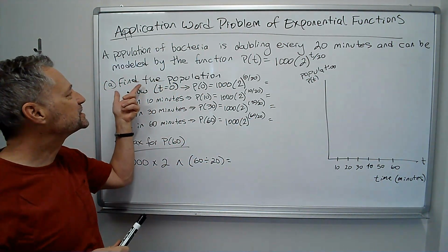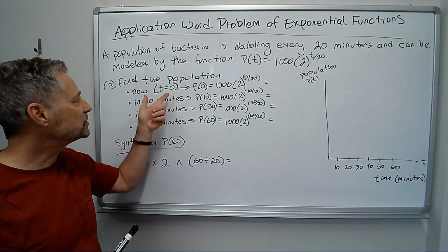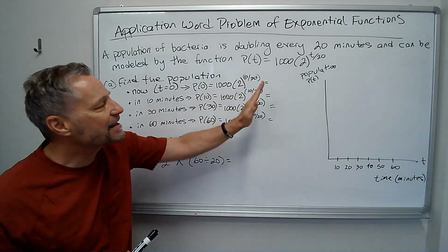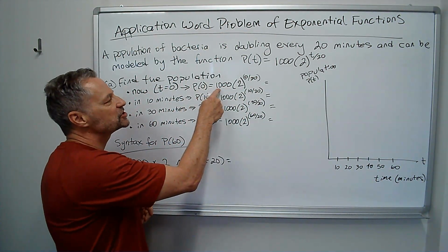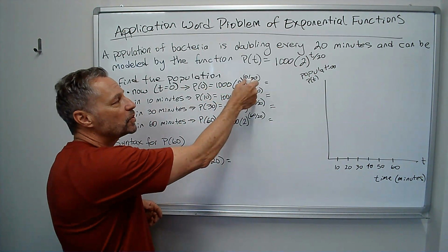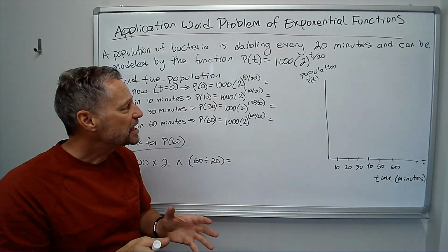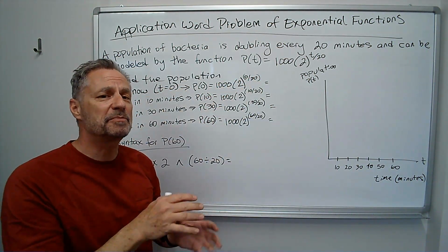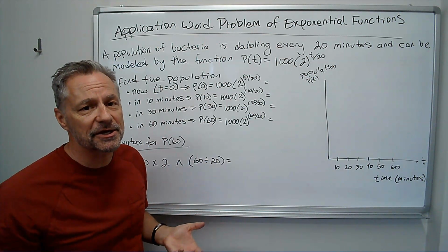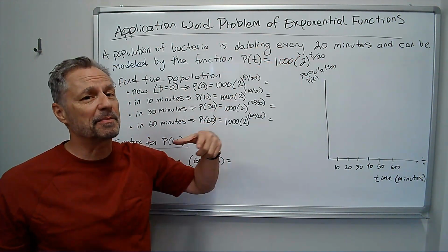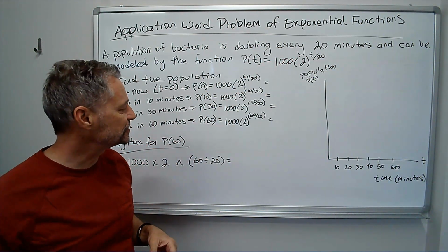Okay, the first part says find the population now, t equals 0, in 10 minutes, 30 minutes, and 60 minutes. So I've laid out how we're going to calculate it. So p of 0 is just 1,000 times 2 to the 0 over 20. Notice I put parentheses around the exponent. If your calculator already puts it up into an exponent, you don't need the parentheses, but it's not going to hurt. If your calculator doesn't put it up as an exponent, you will need the parentheses.